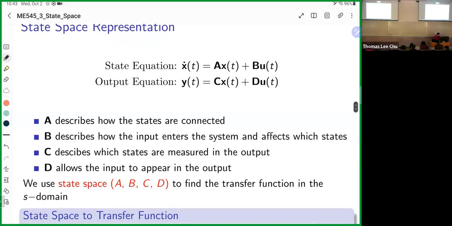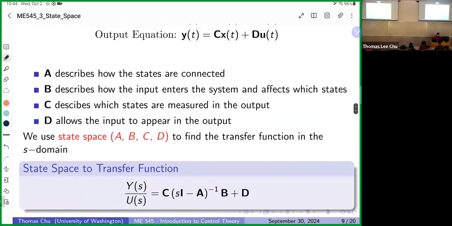Then we use state space A, B, C, D. Usually, in some research papers, they might write parentheses A, B, C, D. When they do that, it refers to state spaces. We use this to find the transfer function in the S domain. In chapter 2, we used the Laplace transform directly on a differential equation to get the system, equal to output divided by input. We can now skip all of that and use the ABCD matrix to directly get our transfer function.